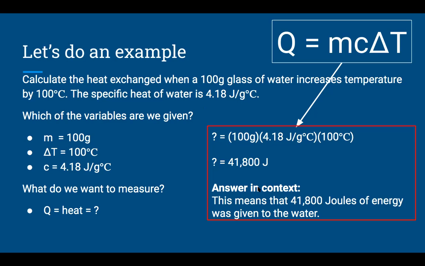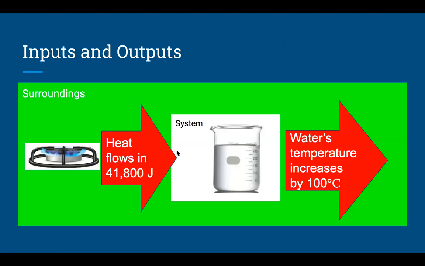On the Google Doc for today, I'm going to be asking you for answers in context. What do I mean by that? I mean that you answer in a complete sentence and you talk about the substance that is involved in the problem. In this problem, we are talking about a 100-gram glass of what? Of water. That is the context of this problem. So the answer in context is this means that we gave 41,800 joules of energy to the glass of water. That is our answer in context.